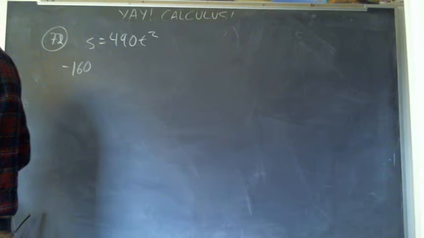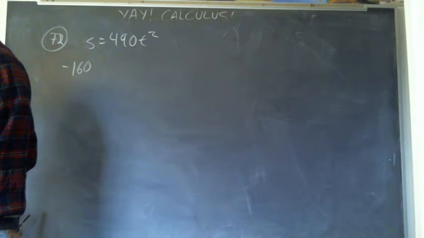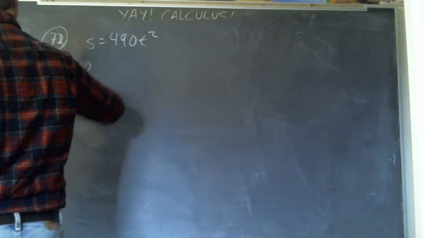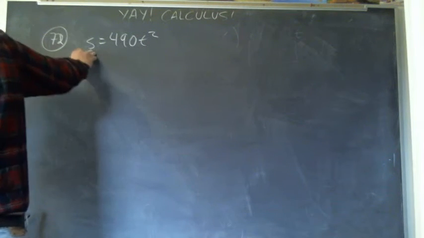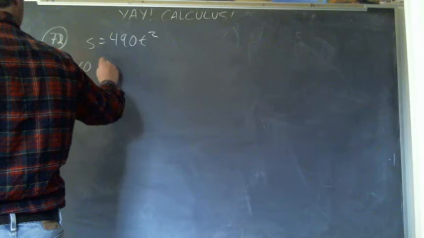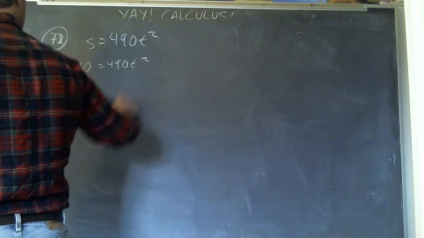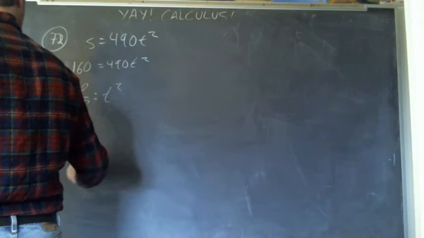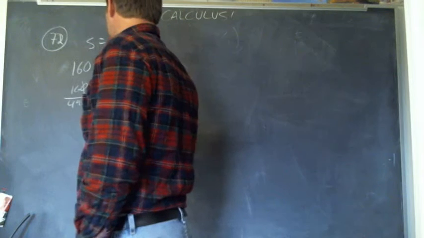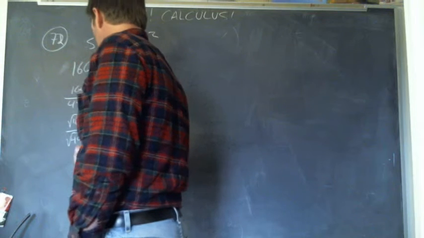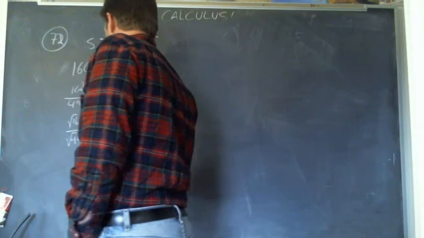I guess they're saying this is our displacement. Yeah, take displacement as s. All right, so 160 equals 490t squared, which means 160 over 490 equals t squared. Because that cancels, t equals the square root of 16 over the square root of 49, which equals 4/7 of a second.